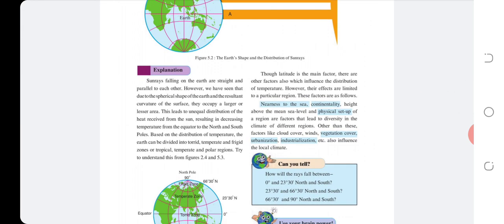Explanation. Sun rays falling on the earth are straight and parallel to each other. However, we have seen that due to the spherical shape of the earth and the resultant curvature of the earth, they occupy a larger or lesser area.